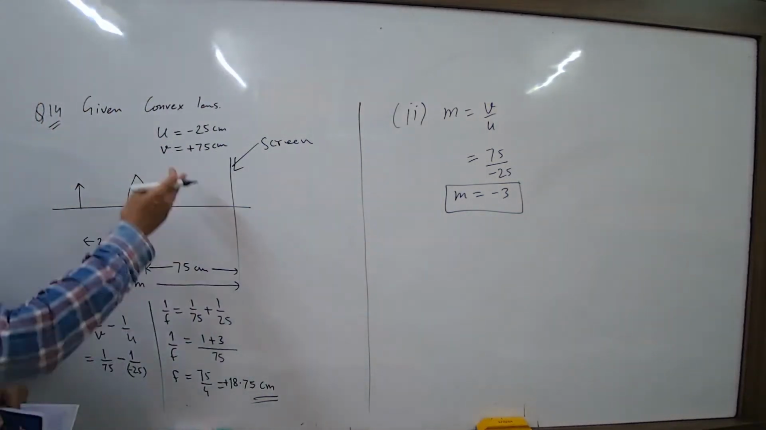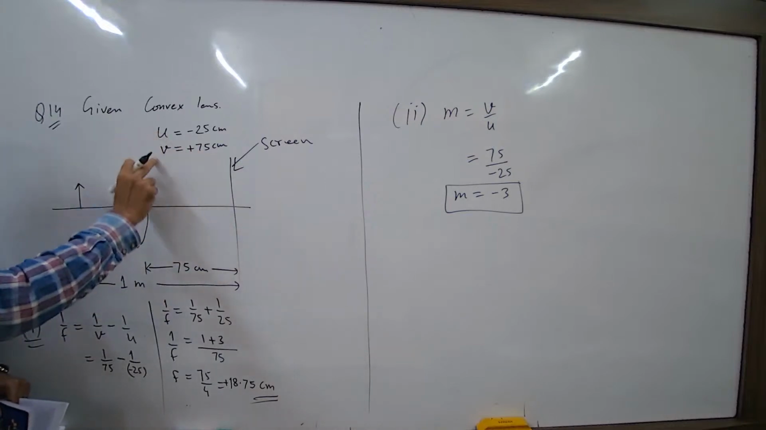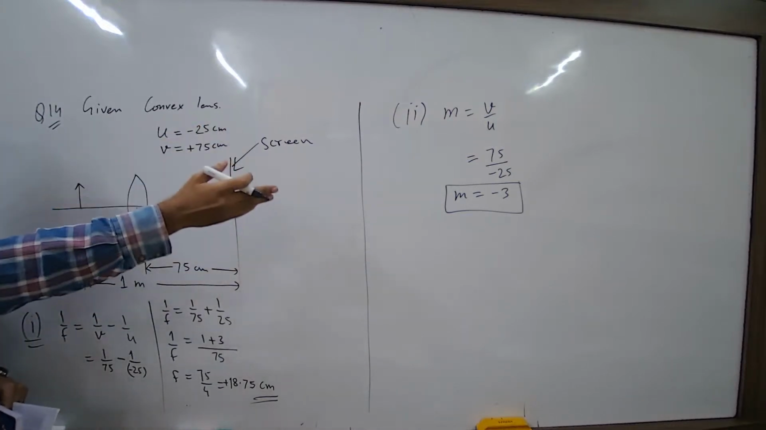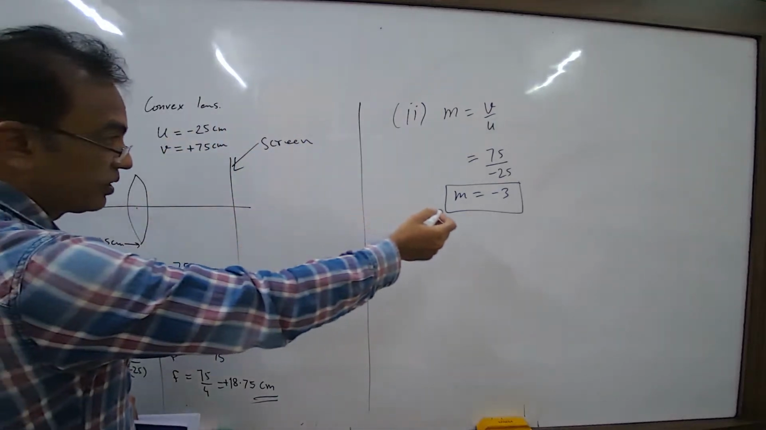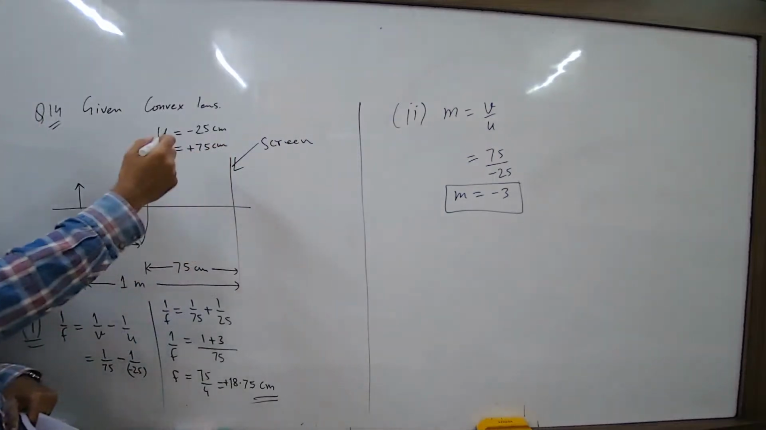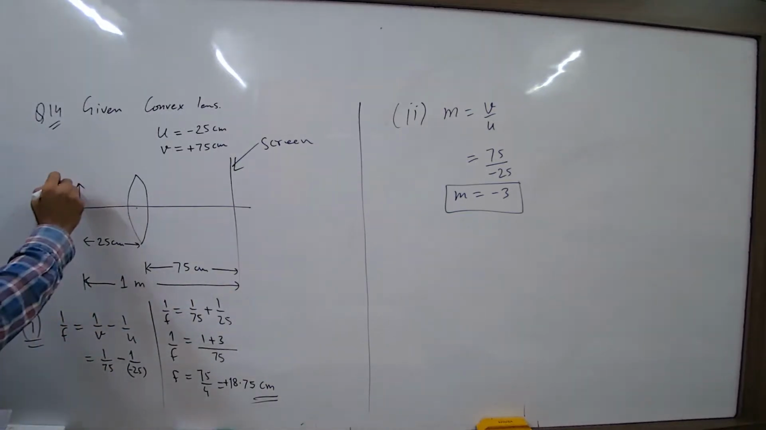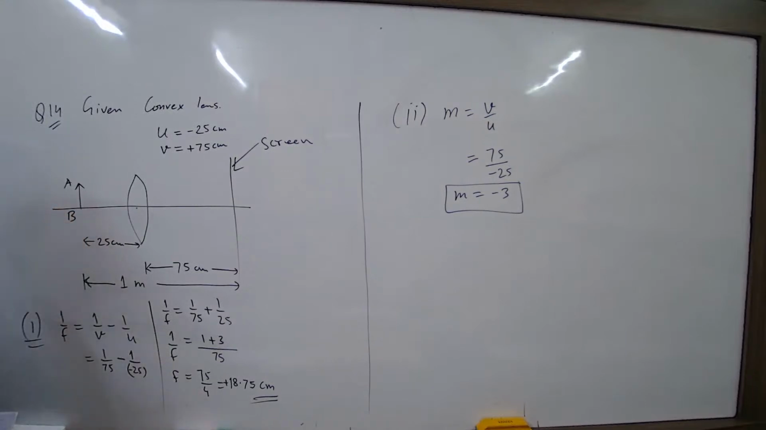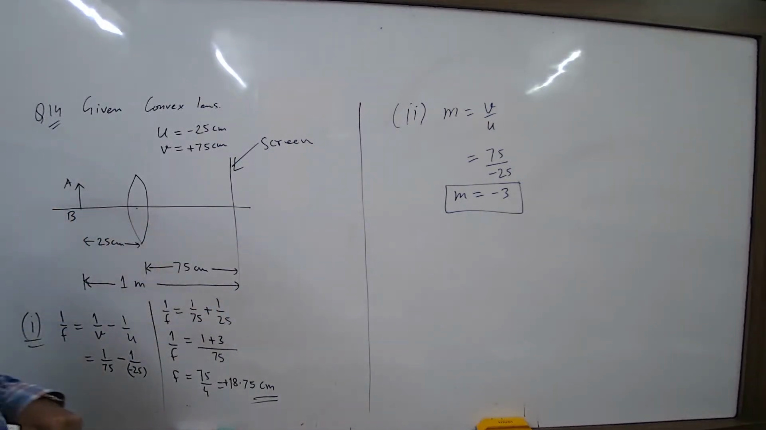We should have understood earlier that the image is real and inverted, so the screen should be behind the lens. From here we could have found magnification first. It is our second part, but from the given data, magnification tells us it is real and inverted. So the screen will be behind the lens. Therefore the distance between screen and object is 1 meter. Read the question. So the screen is behind the lens and therefore the image is behind the lens.